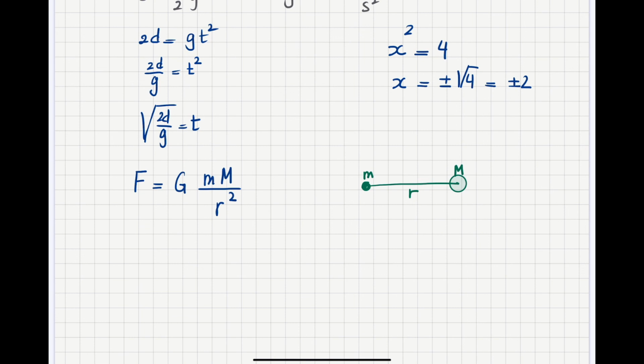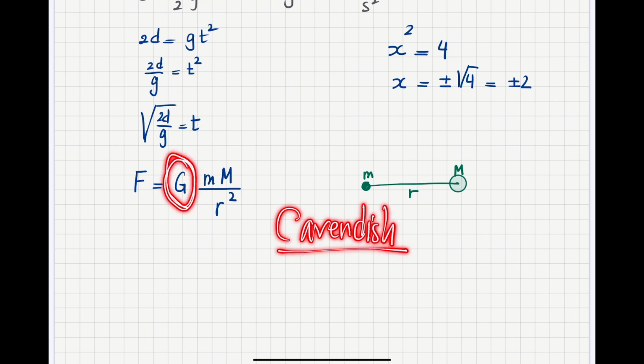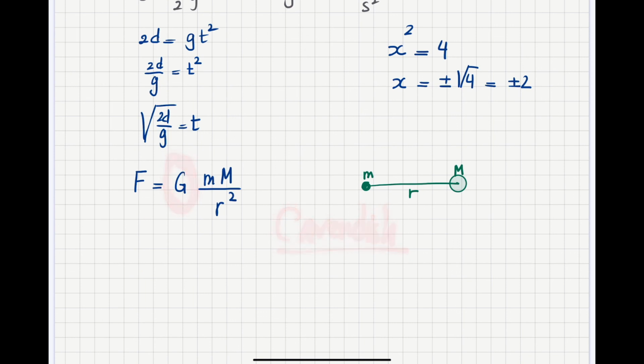I think it's called the Cavendish experiment. Cavendish was the scientist who for the first time measured this constant with good accuracy. Okay? So that's from the physics point of view. But now this is the force of gravity between these particles.